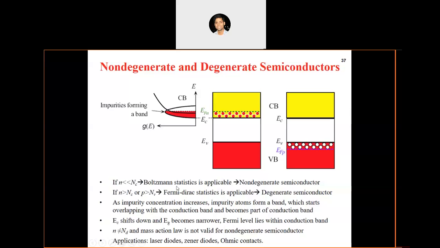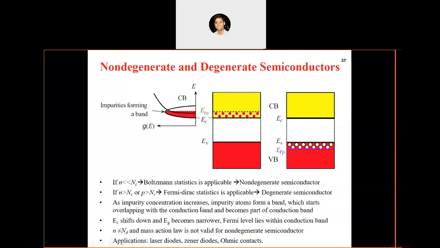We cannot assume Boltzmann statistics anymore for these cases where we have excess doping, and because of the excess doping, we have excess concentration of the charge carriers. These are known as degenerate semiconductors, where the charge concentration is very high.